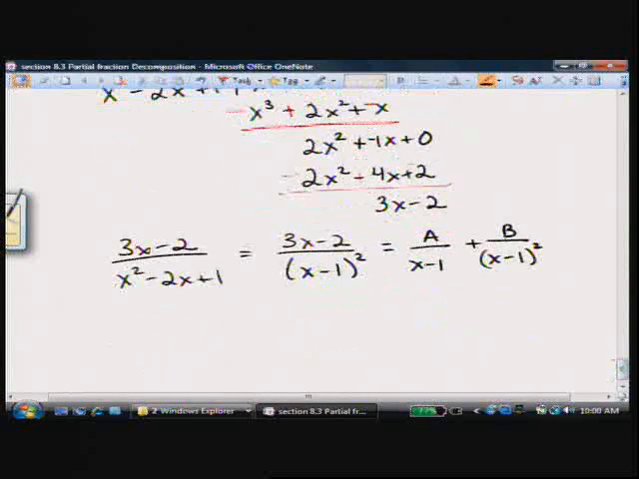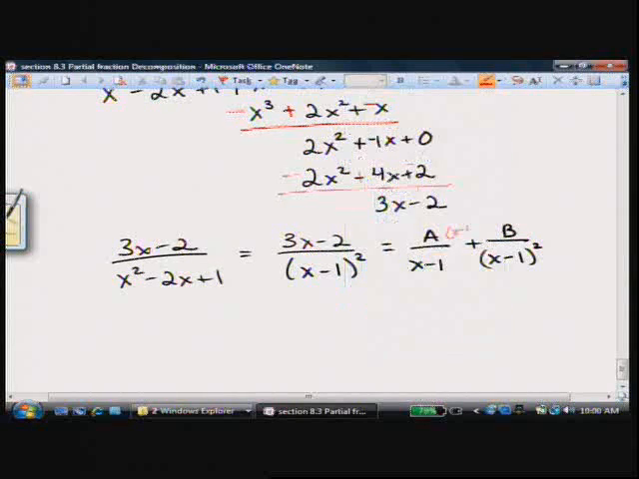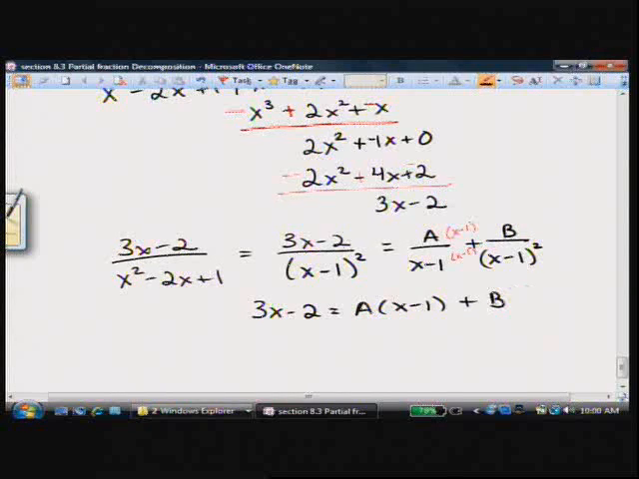Okay, now your common denominator is x minus 1 squared. So this A, this one is missing an x minus 1. But this one already has it, so it's not missing anything. You don't have to multiply it by x minus 1 squared or anything like that. Okay, so this will be 3x minus 2 equals A times x minus 1 plus B. Do you see why the B doesn't need anything? Because it's already the same denominator. All right, and so then this is going to be 3x minus 2 equals Ax minus A plus B.